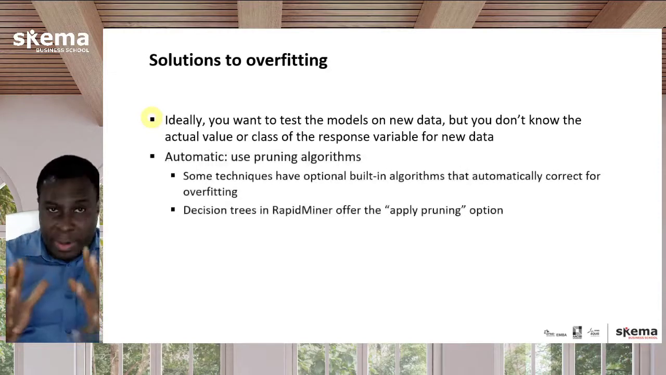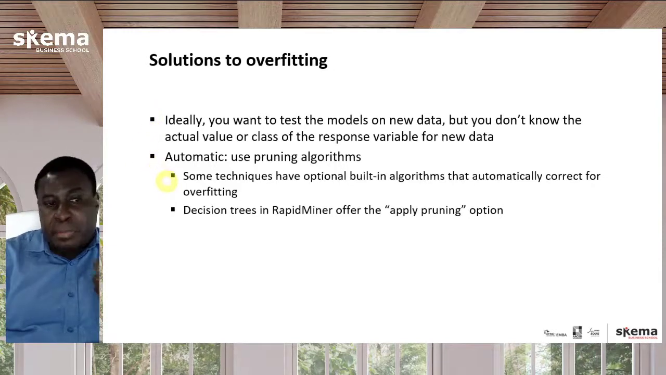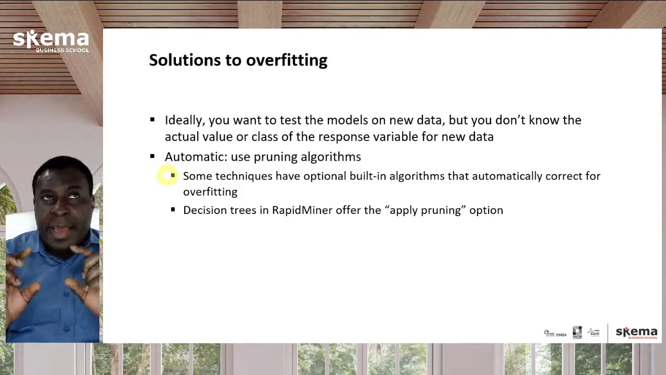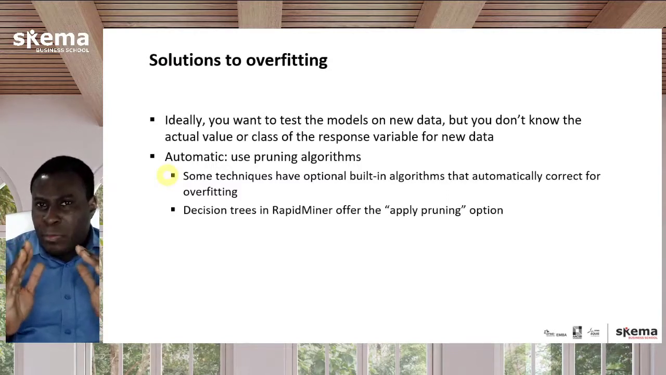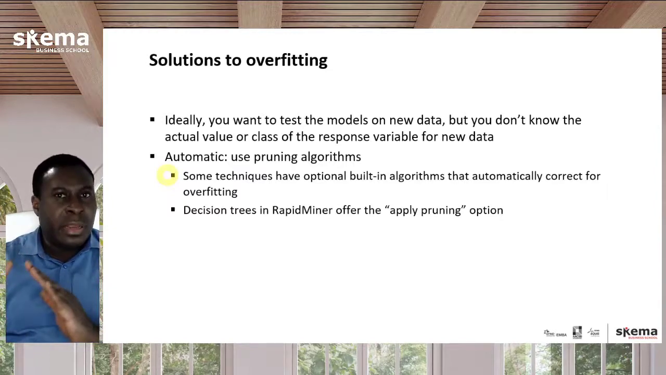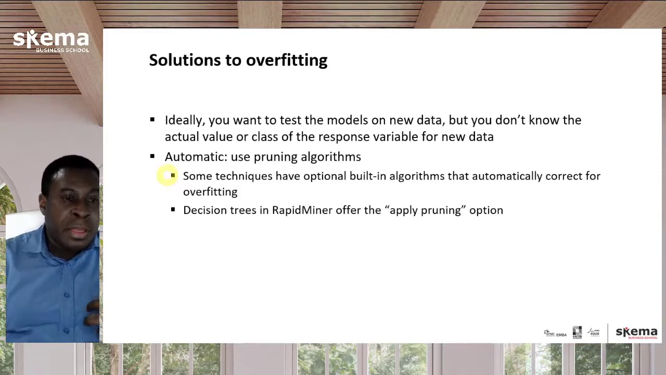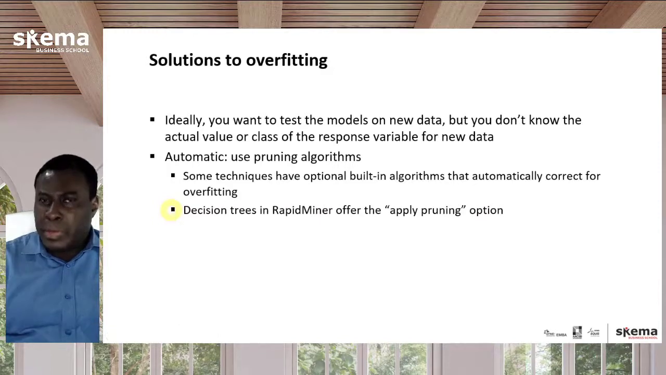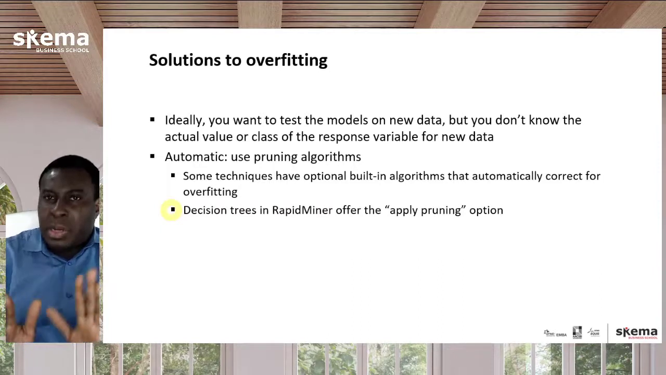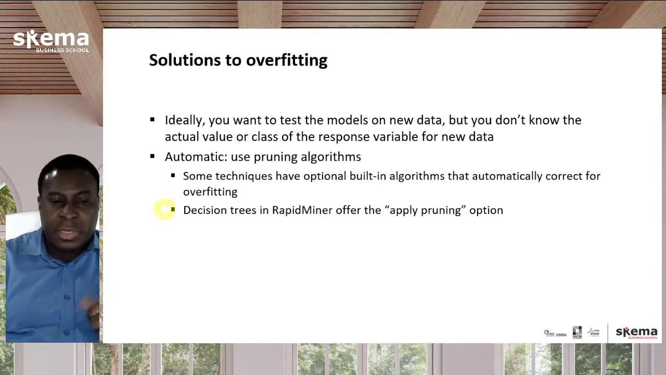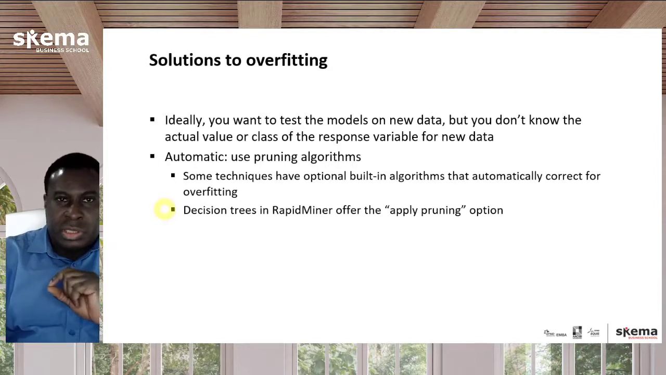We can try an automatic way, which is using pruning algorithms. And these are techniques that apply in some algorithms, such as decision trees, that kind of get a sense of when they're starting to cross the line, where it's training, and maybe it's looking good, but maybe it's looking too good. So there are different algorithms that try to detect that. Decision trees in RapidMiner offer the apply pruning option that does this, where it tries to get a sense that, okay, it's starting to become too good to be true, and it's probably good to stop now. That's the idea of pruning algorithms. And so that's just a configuration in the software.